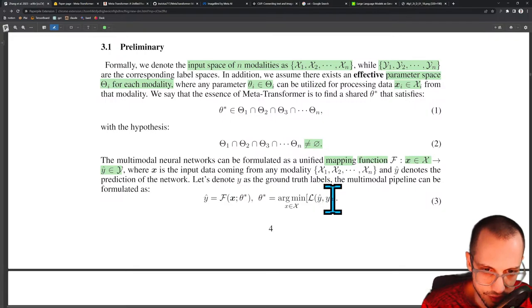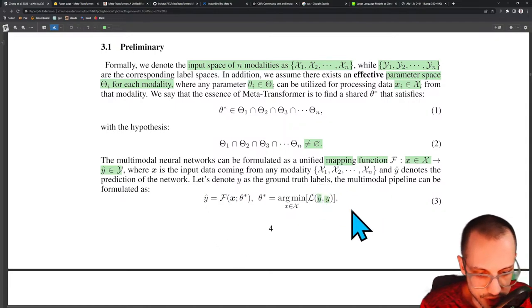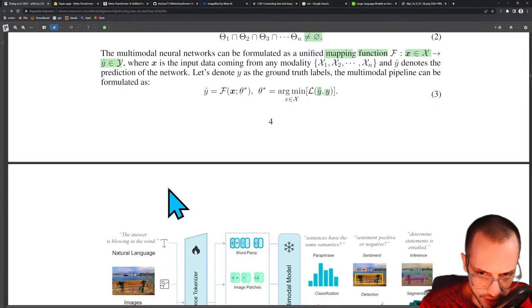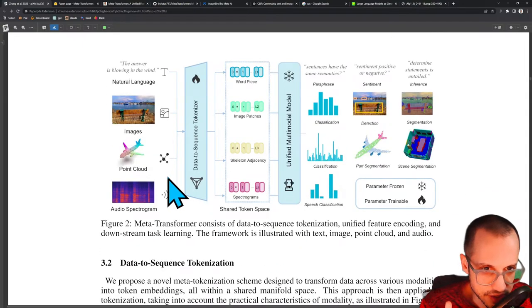Okay, so you have the ground truth labels, and you have the predictions that are coming out of the network. So y hat is the prediction. If this was a classification task, it would be the... if this was a regression task, it would maybe just be the mean squared error. But what is y in this case is, I guess, what we're trying to get here.